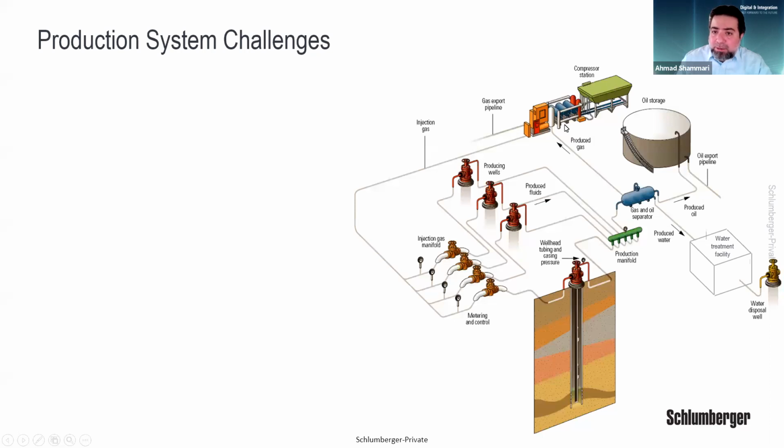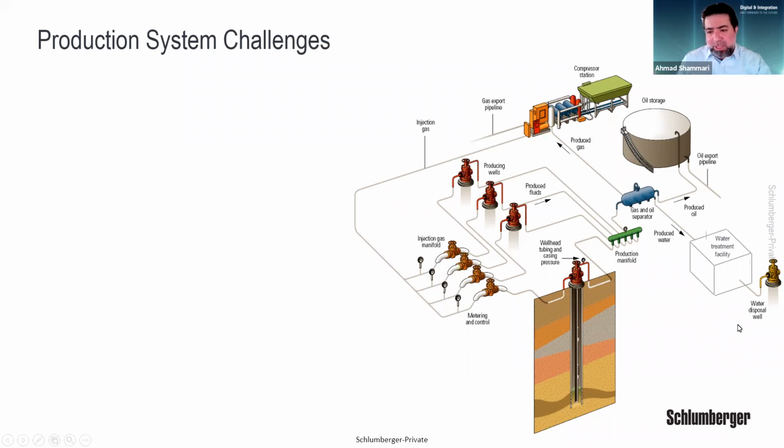So we are using a compressor, and then we are using some of the gas to be re-injected into the same well to use it as gas lift injection, okay? So this is a schematic of a production system.